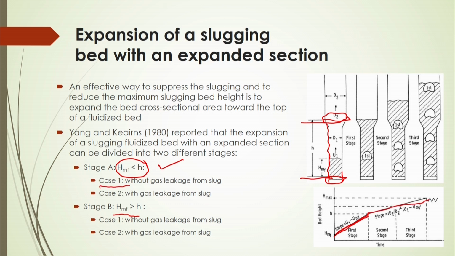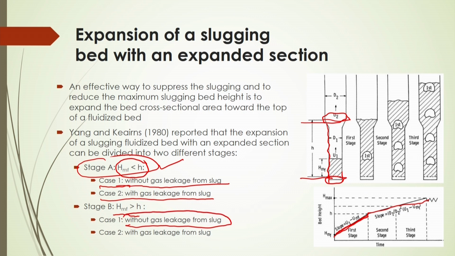So, in case 1, for each stage, there are two conditions: without gas leakage from the slug and with gas leakage from the slug. So, in each stage there will be this phenomenon of slugging, that means leakage of gas and without leakage of gas, from which you will be able to calculate the bed height with respect to time, how it will change based on the rise velocity of the slug there.